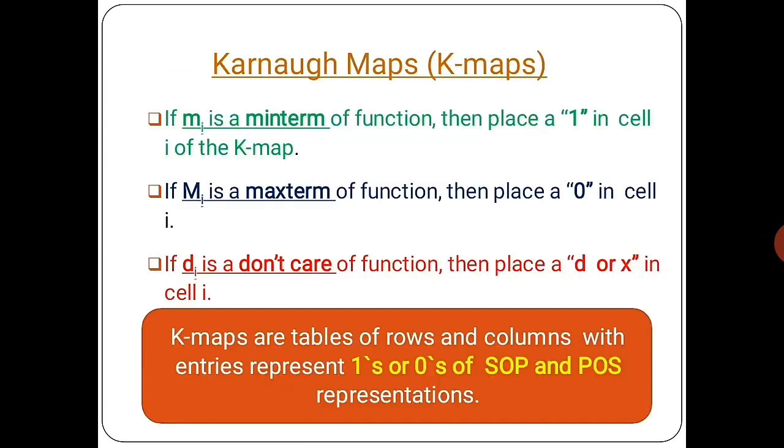Now we can see the Karnaugh map. If we mention a min term, we place a 1 in the cell. If we mention a max term, we place a 0 in the cell. For the don't care condition, we mention it in the cell as x or d. The K-map is a table of rows and columns filled with ones or zeros for SOP, and for the POS representation.